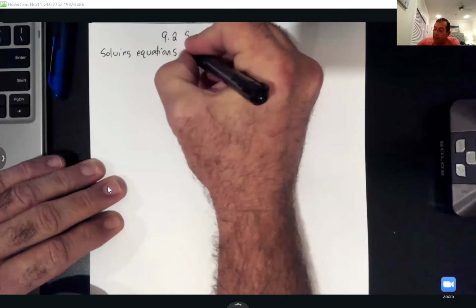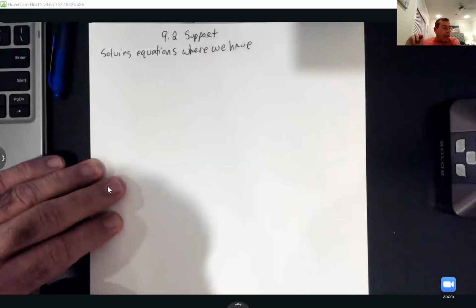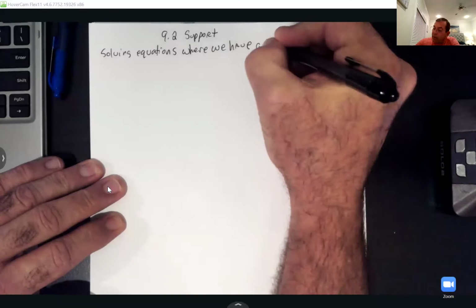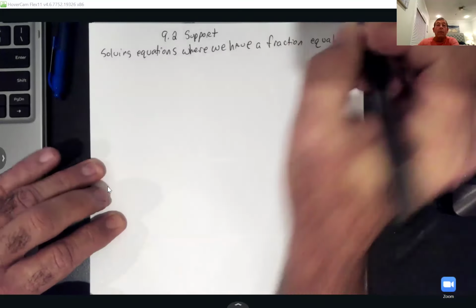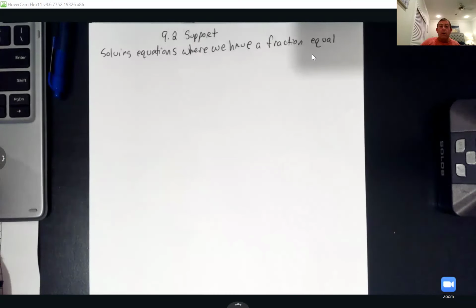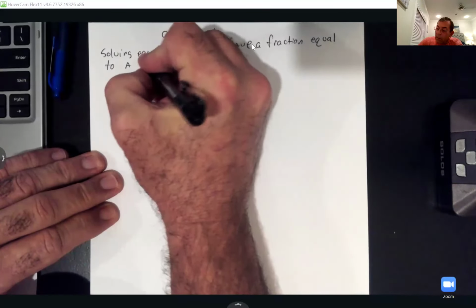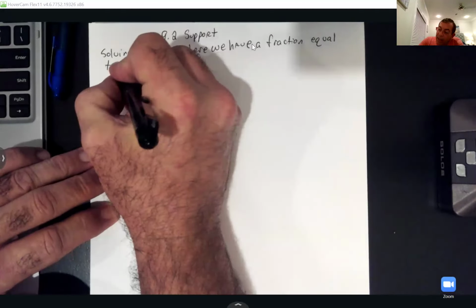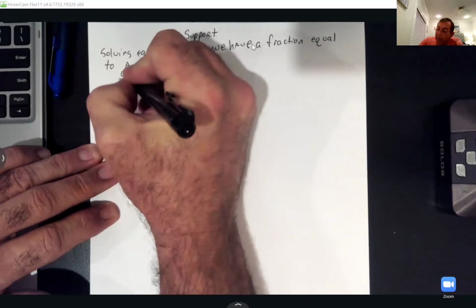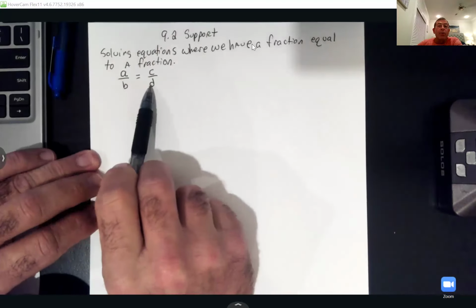where we have a fraction equal to a fraction. Okay, so what I'm talking about, we're going to have something like this. A over B equals C over D. I got a fraction equal to a fraction.